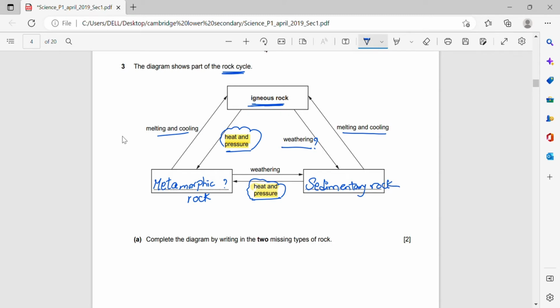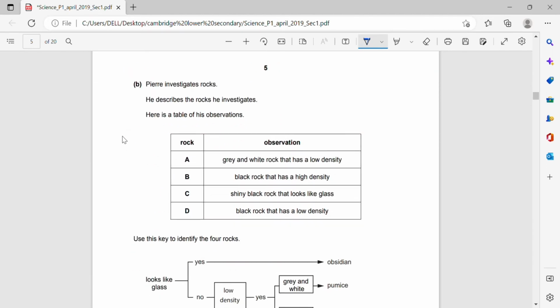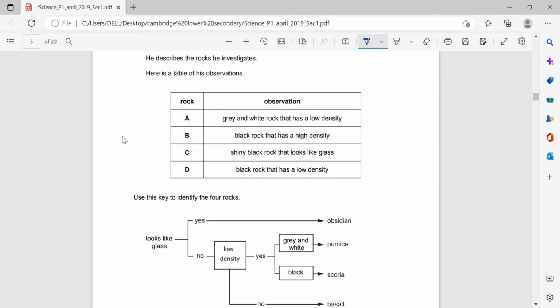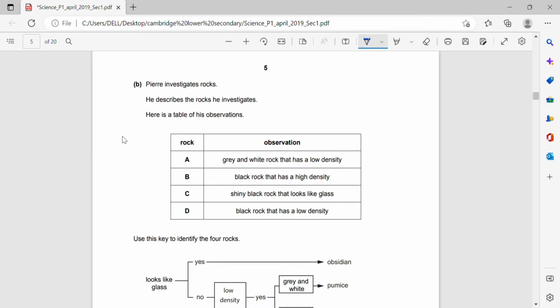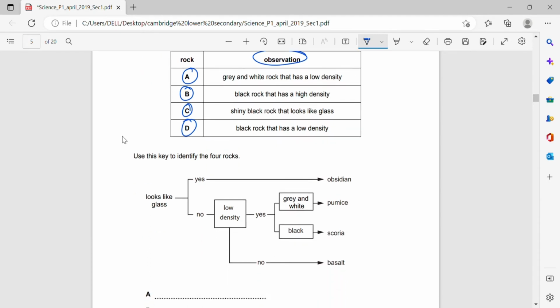يبقى كده خلصنا أول part of the question. Part 2. Pierre investigates rocks. He describes the rocks he investigates. Here is a table of his observations. Okay, rock A, B, C, D, and here we have observations for the rocks. Then we have the key to identify the 4 rocks.